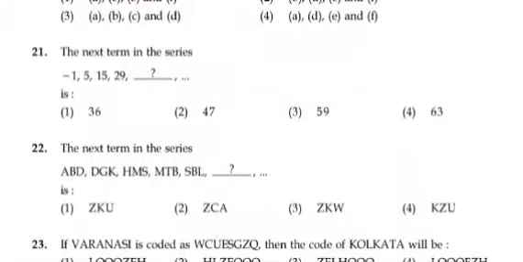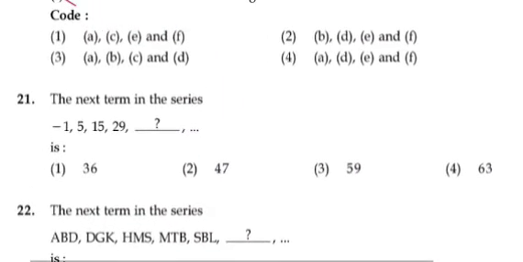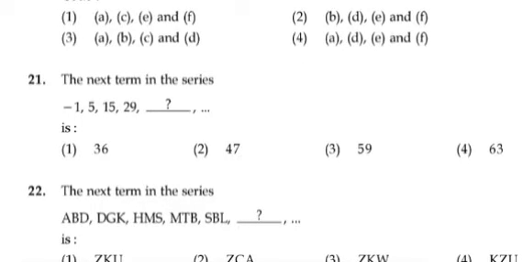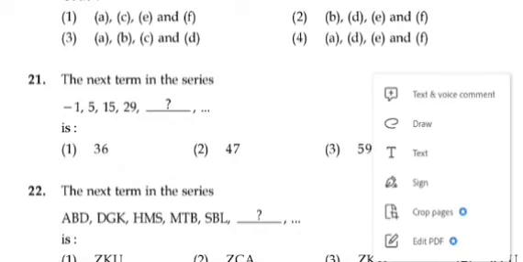Number 21. It is a numerical ability question. The next term in the series will be what? -1, 5, 15, 29, then question mark. What will be in that question mark? 36, 47, 59, 63. Number 21, the correct option will be 47.